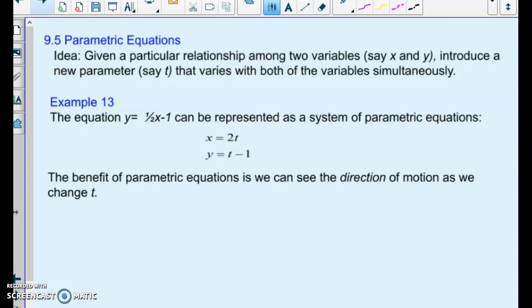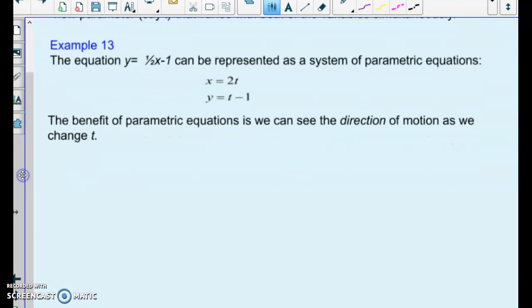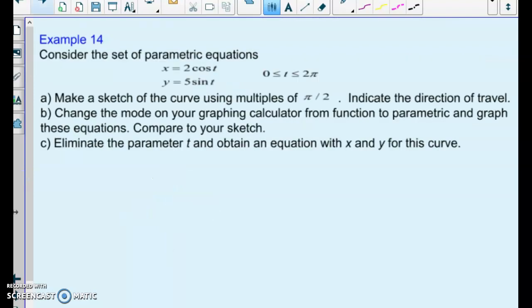The benefit of a parametric equation is that you can see the direction of the motion. For instance, if we do a parabola shape, you'll be able to see that your graph is moving in a certain direction. And that kind of tells you the motion of what's going on, which is kind of important for some of this stuff.